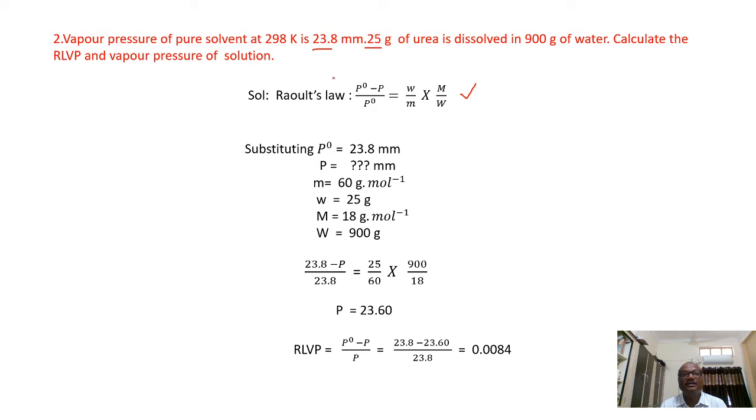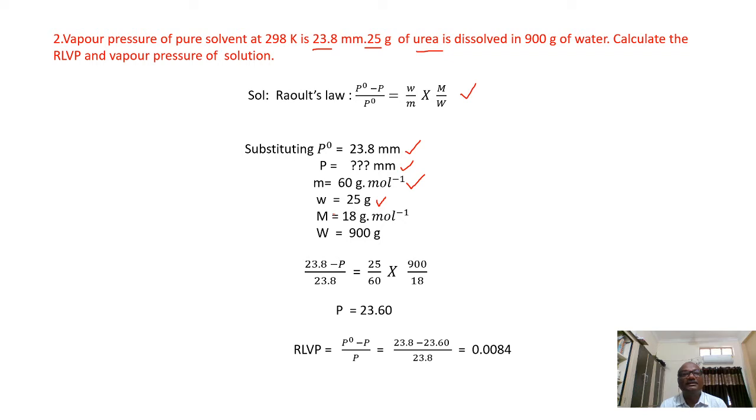Let me substitute. P naught is 23.8 mm, the vapor pressure of pure solvent, whereas P is the vapor pressure of solution, which you have to find out. Since the non-volatile solute is urea, NH2CONH2, you know its molecular weight is 60 grams per mole. Small w is the weight of solute, and small m is the molecular weight of solute. So weight of solute, small w, is 25 grams of urea dissolved.